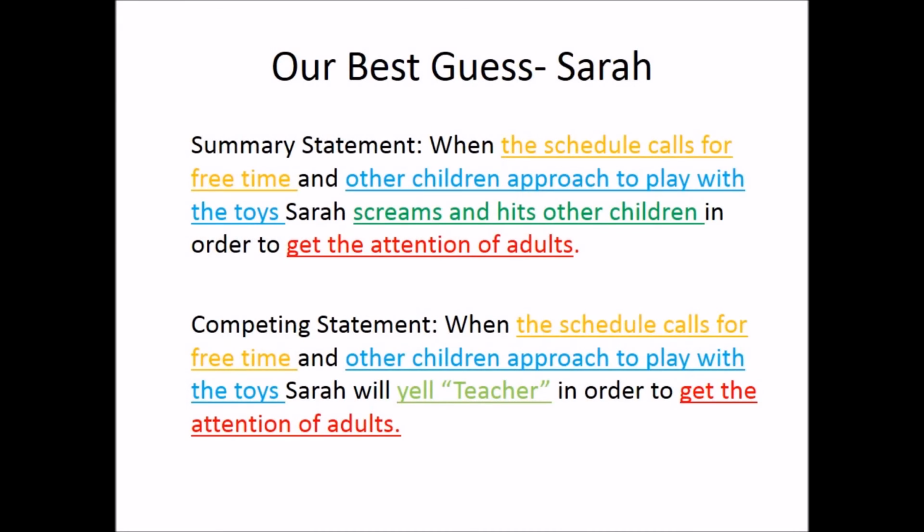Here is our best guess for Sarah. Don't forget that the child will probably not adopt the replacement behavior immediately and/or without instruction. And we will need to manipulate some of the antecedents in order to make the replacement behavior more likely. Sarah may very well need lots of non-contingent reinforcement.